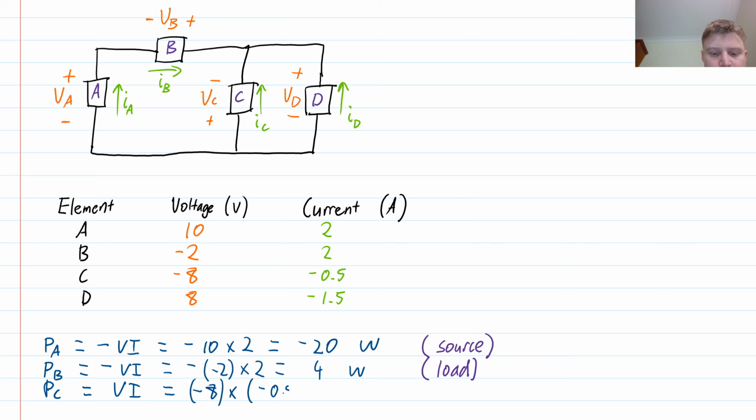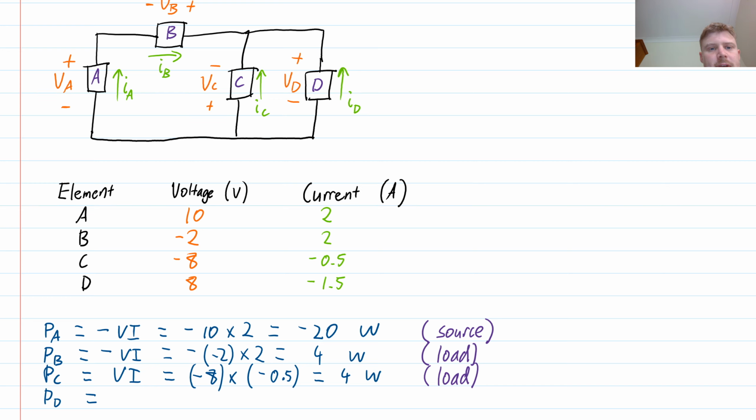And then my last value, the power at D. Let's look at the way that these arrows are drawn. I see the arrow for the current here comes in at the negative side, so I need to use negative VI for my power. Again, reading the values off the table, that will give me -8 times -1.5, which is 12 watts. And again, a positive value tells me that I have here a load.